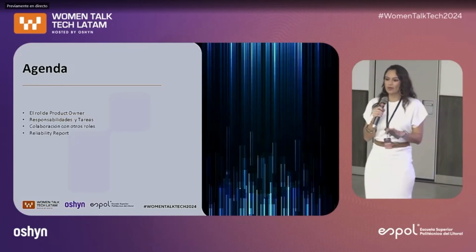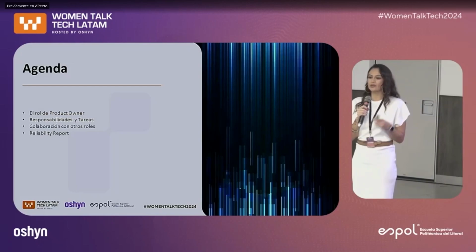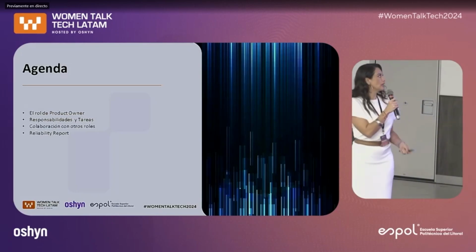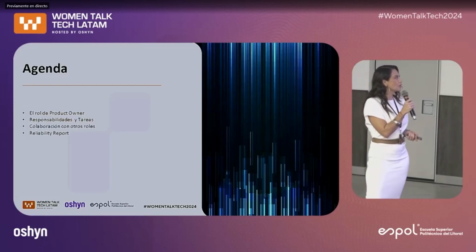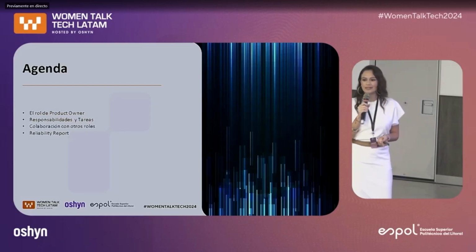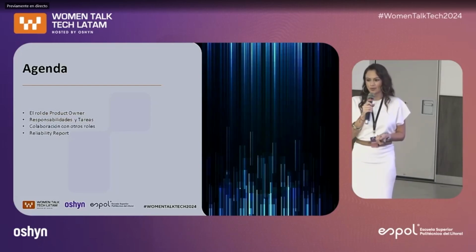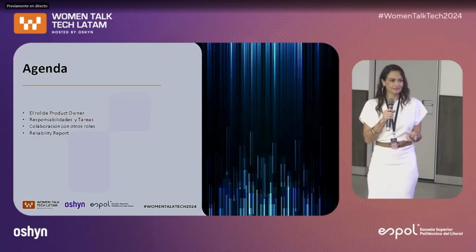Let's see the agenda. Let me tell you what we're going to be talking about. This is a brief summary. I'm going to be discussing the role of the product owner, responsibilities and tasks, cooperation with other roles, and the reliability report project.